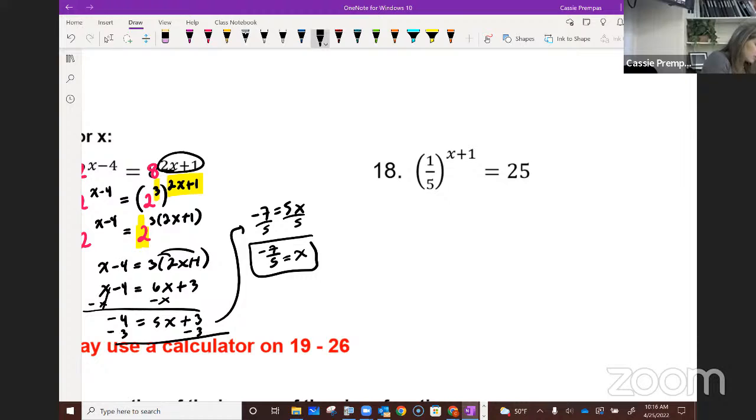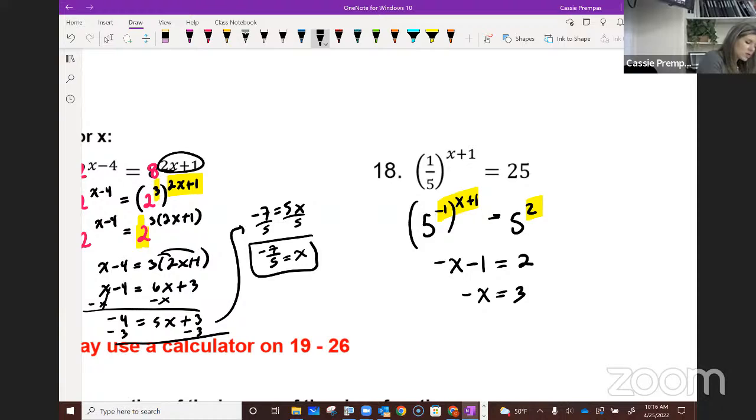All right, guys, you should have had 5 to the negative first is the base we would want to create for the left side. 5 squared is the right side. So when I copy those exponents, I want to distribute that negative 1. So I'd have negative x minus 1 equals 2. I'd add 1, giving me negative x equals 3. Divide by negative 1, so x should take on the value of negative 3.